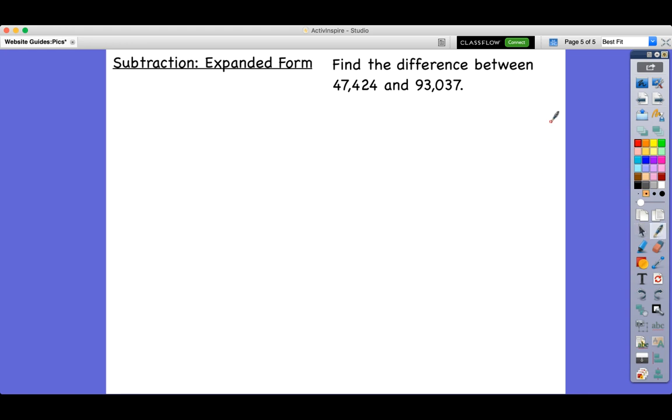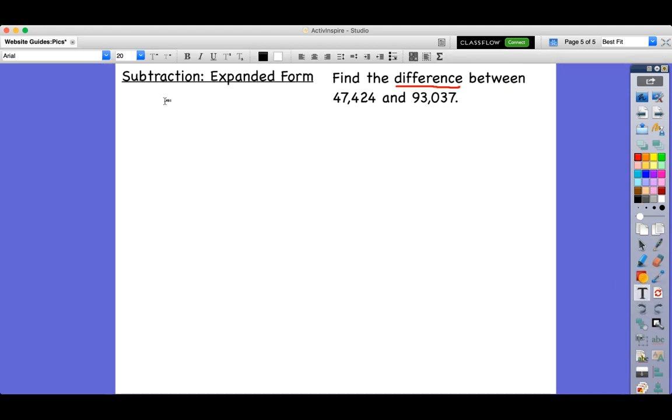So we're going to practice that today by finding the difference between 47,424 and 93,037. Now, I know when in a math problem someone asks me to find the difference, it means I need to subtract. So the first thing I'm going to do is write an equation or a number sentence to represent this problem.